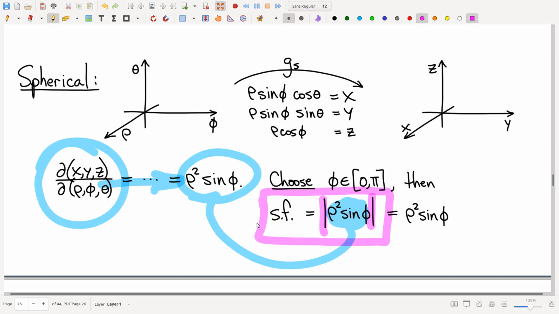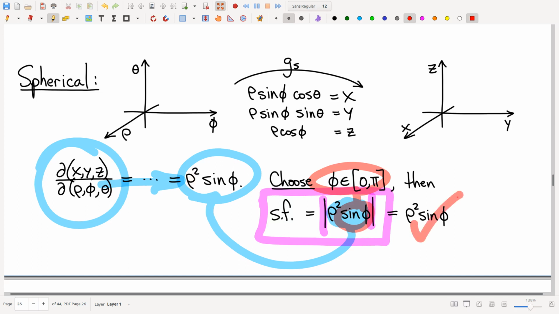If I want these absolute values to go away, if I want to know for sure that this blue Jacobian determinant is non-negative, what I need is to worry about this sine phi. How do we make sine phi guaranteed non-negative? Well, we restrict ourselves on phi. Specifically, I need phi to be between 0 and pi. So we make this choice, and with that choice, the absolute values go away, and life is good.